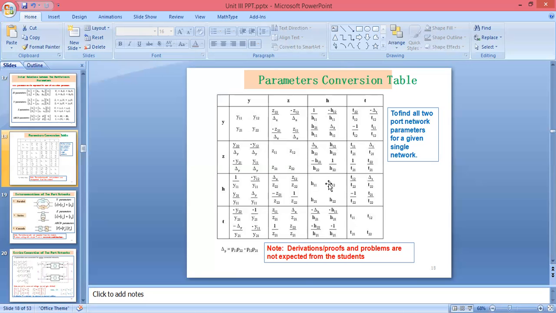But I have used here only Y, Z, hybrid, and the transmission. We are not taking the inverse concept here. Inverse hybrid we have not taken, and inverse ABCD also. So what we can say is, to find all two port networks, we can convert any parameter of the network into another parameter.